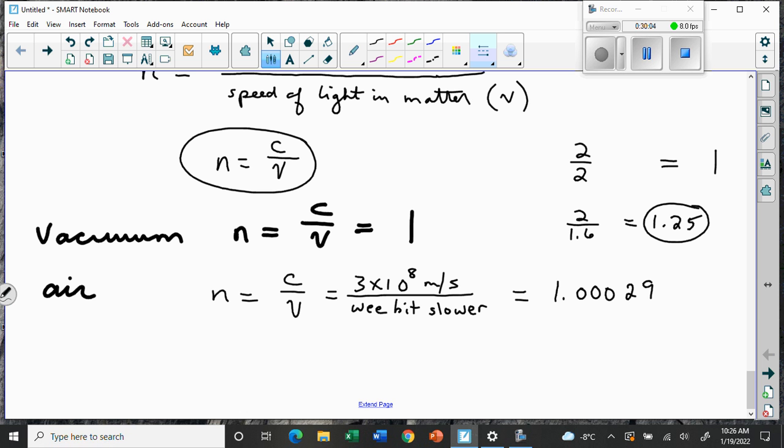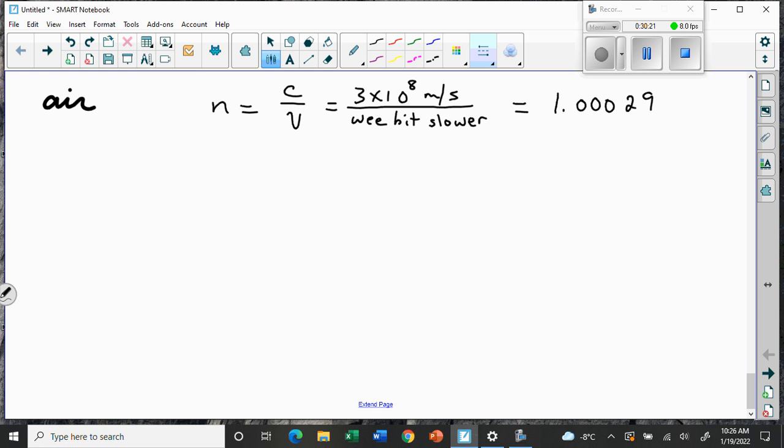Well, that's so bloody small, it's not even worth worrying about. It looks like air is pretty much the same as a vacuum in terms of the speed of light, right? Light goes through the air almost at exactly the same speed as it does going through a vacuum.